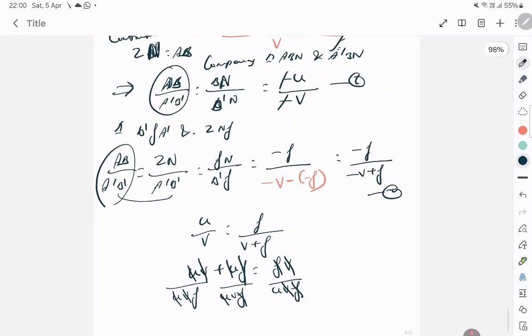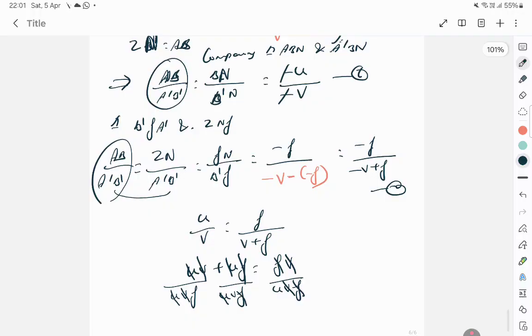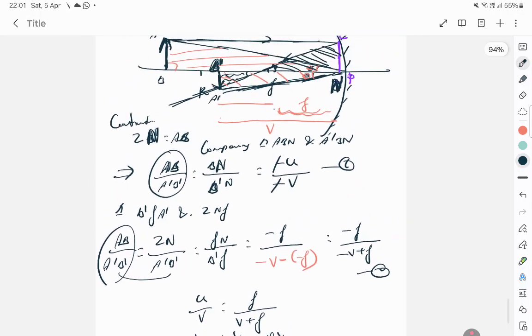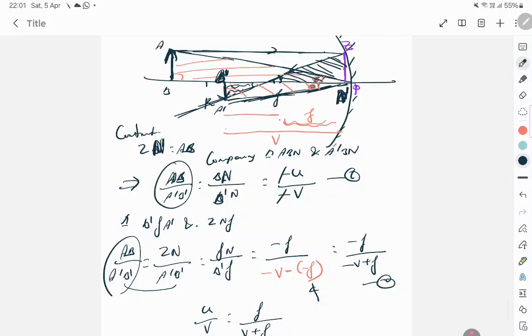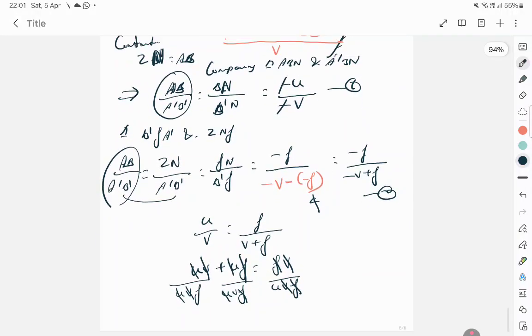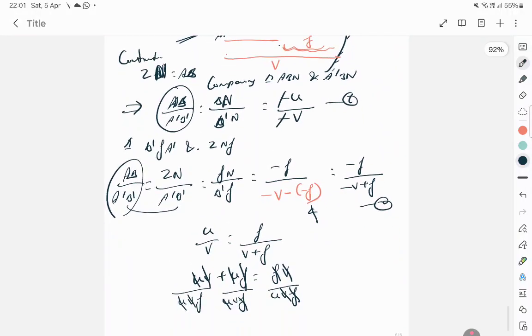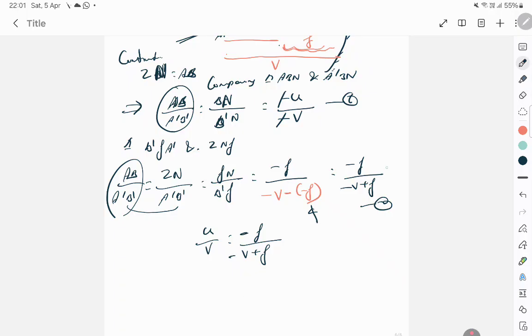Thus, the focal length should also be negative. FN by B dash F is equal to B dash N minus FN. B dash N is the image distance, FN is the object distance. Oh, I forgot the sign convention, sorry. I forgot to put that it's minus F by minus V plus F, right? So that's the second equation, no?